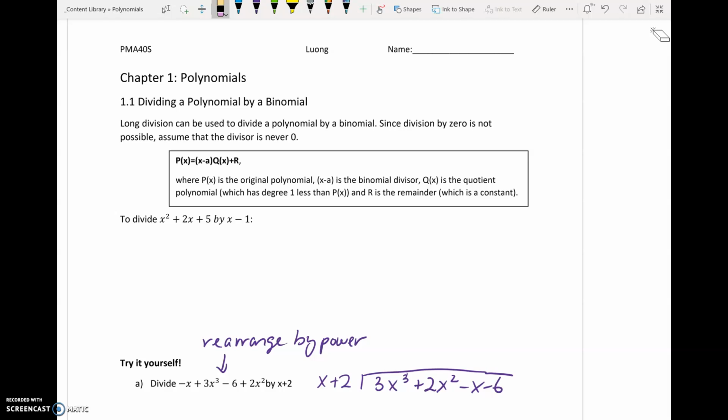Welcome to the first unit of Pre-Cal 40S. We're going to cover polynomials first. In this lesson, we will learn how to long divide polynomials and do synthetic division as well.